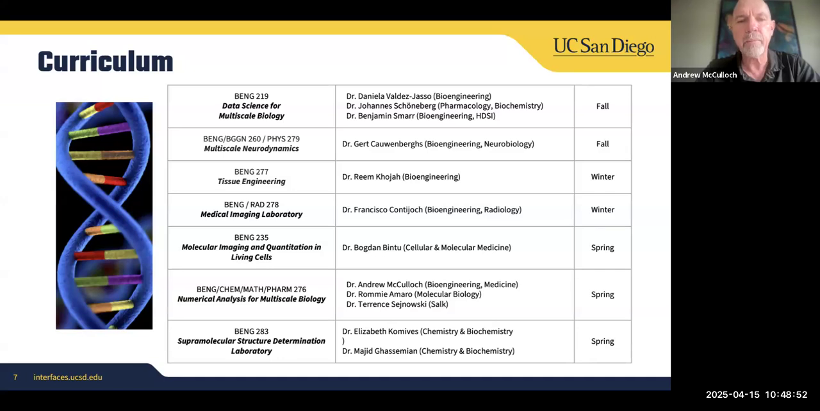Similarly, multi-scale neurodynamics is offered in bioengineering, biology, and physics by Dr. Gert Kouwenbergs, and that's a hands-on computational course. We have a hands-on tissue engineering course and a hands-on medical imaging laboratory course that uses magnetic resonance imaging. And so you can see already that these courses are using different technologies at different scales, or they're using computational technologies to integrate across them.